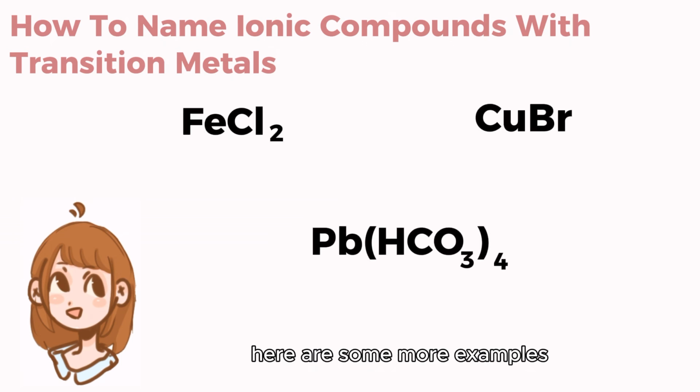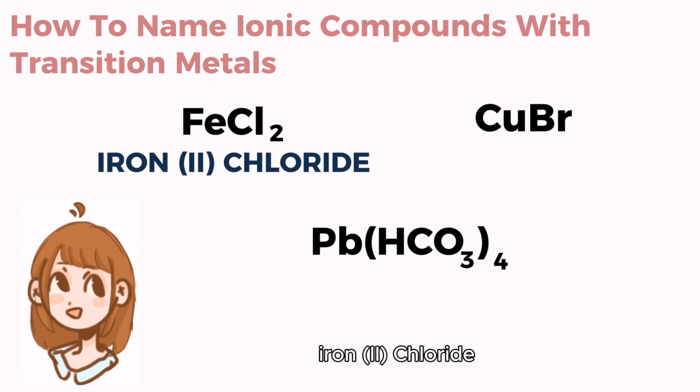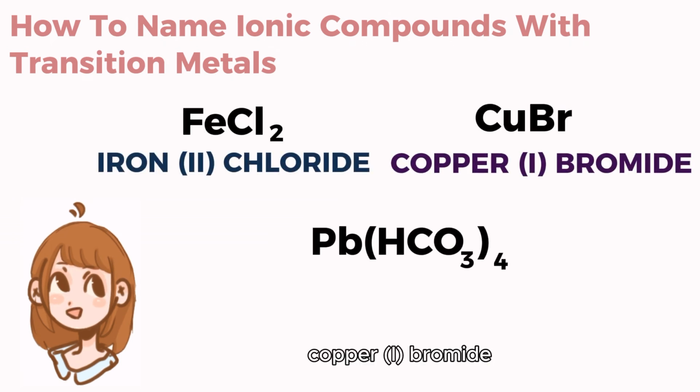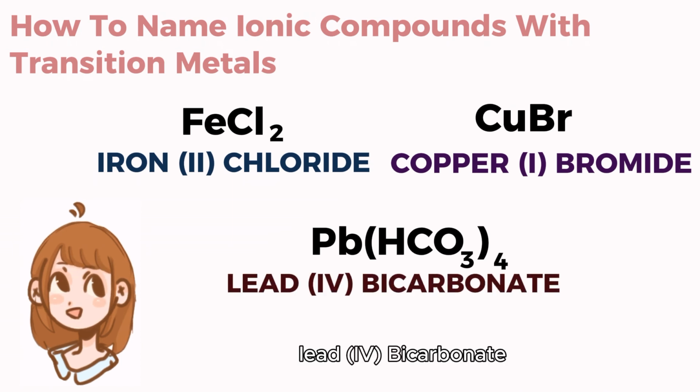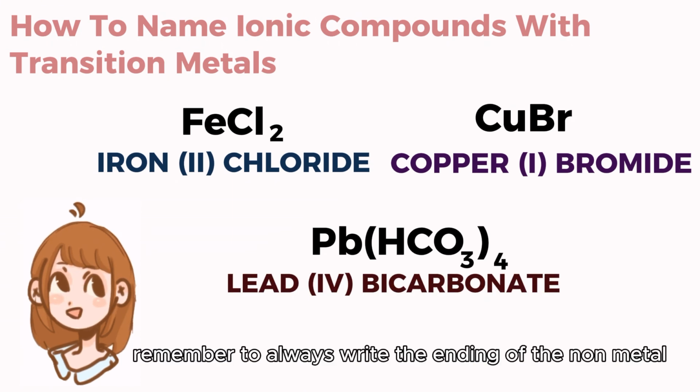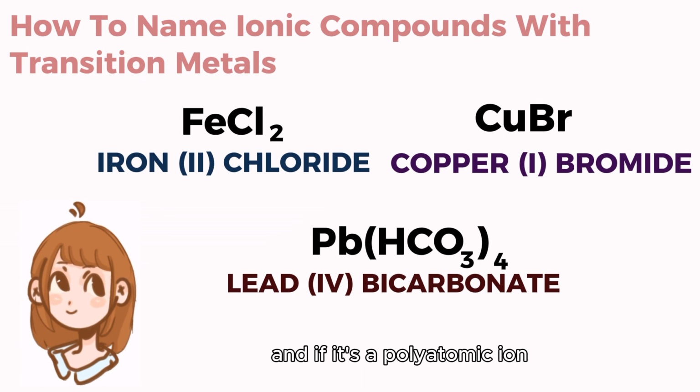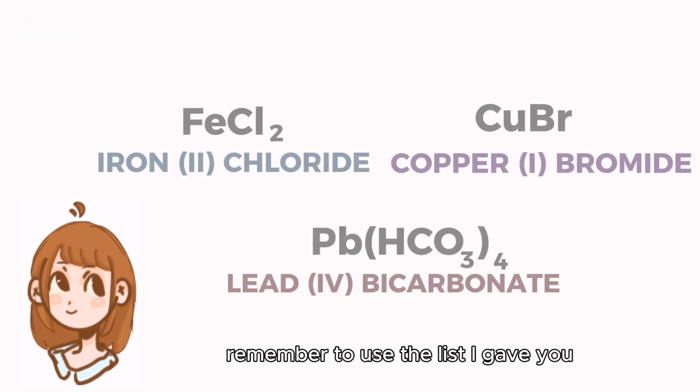Here are some more examples: iron(II) chloride, copper(I) bromide, lead(IV) bicarbonate. Remember to always write the ending of the nonmetal as "ide". And if it's a polyatomic ion, remember to use the list I gave you.